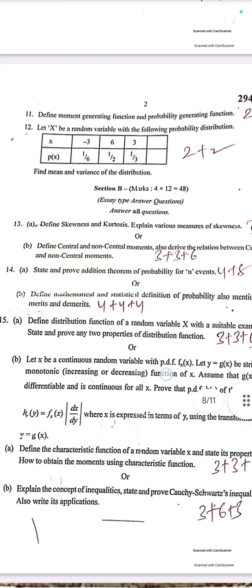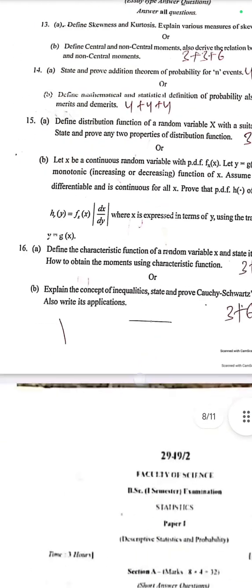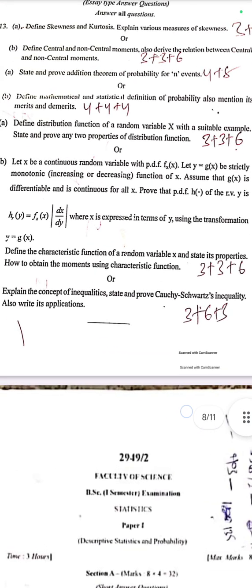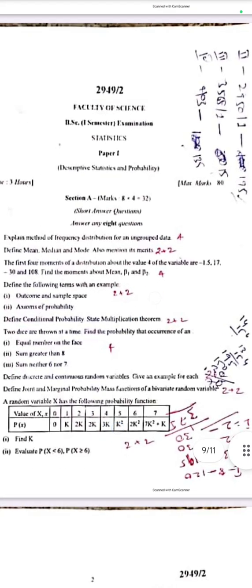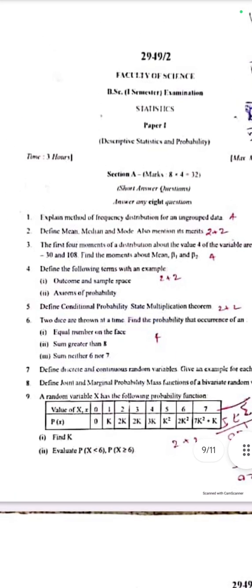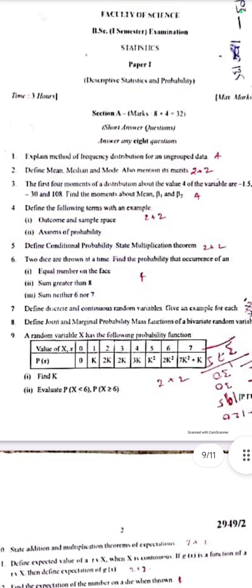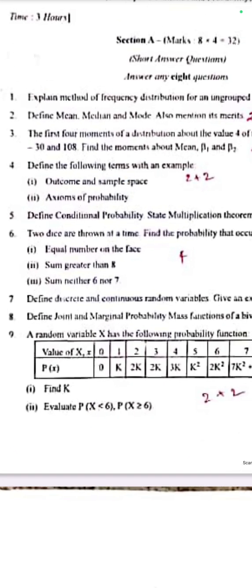Next, similarly you can see here: define skewness, kurtosis, okay, and all the functions. Next, very old papers also we are looking at, to see how they are giving the important questions, very important questions for BSc and BCom, and also data science, which belong to the statistical questions.